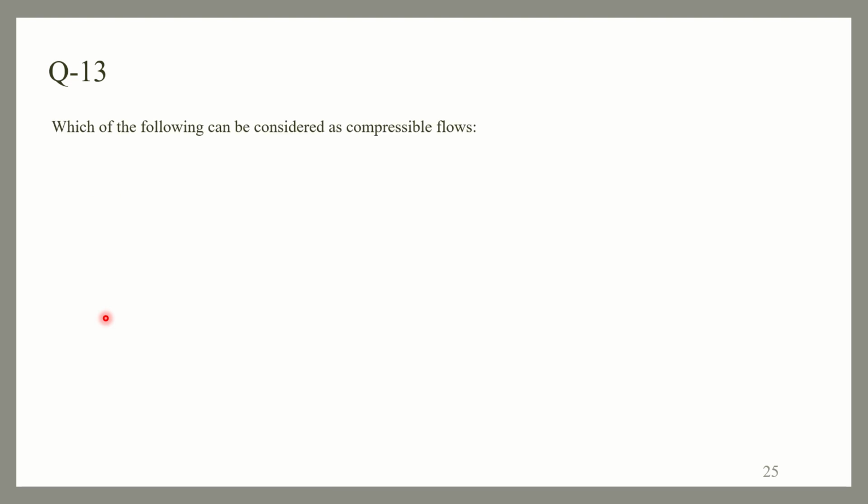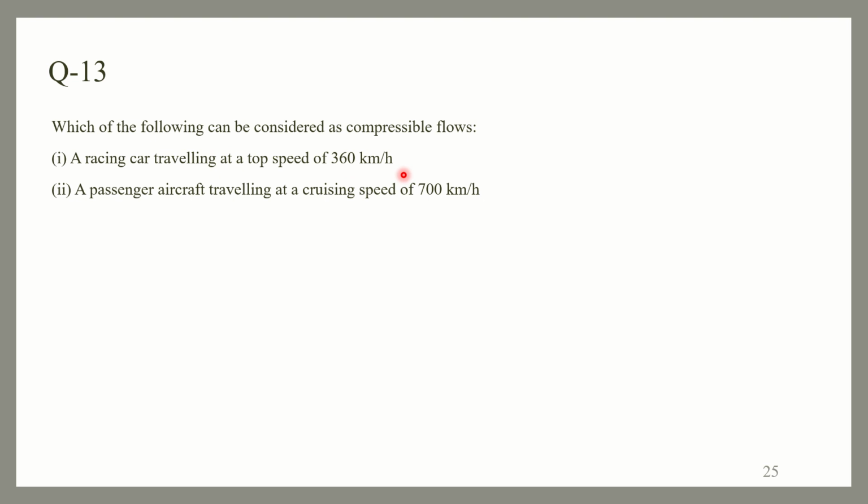In question 13, it is asked that which of the following can be considered as compressible flows? A racing car traveling at a top speed of 360 km per hour, and a passenger aircraft traveling at a cruising speed of 700 km per hour. Option A 1 only, option B 2 only, option C 1 and 2, option D neither 1 nor 2. So I'll give you guys 1 minute time. Please pick out the right answer from the options and we'll discuss why.